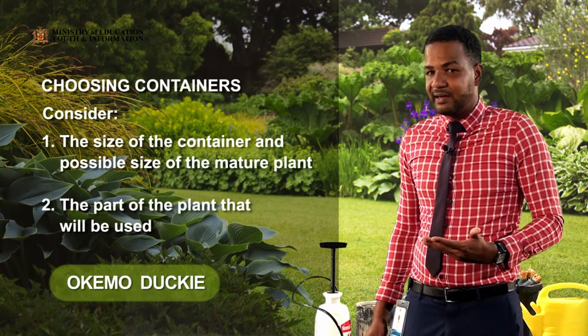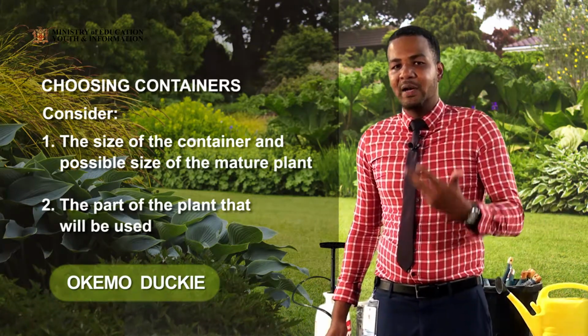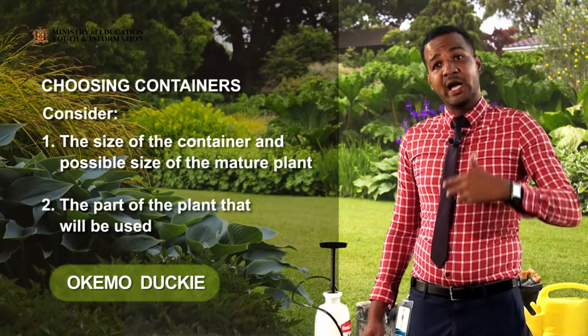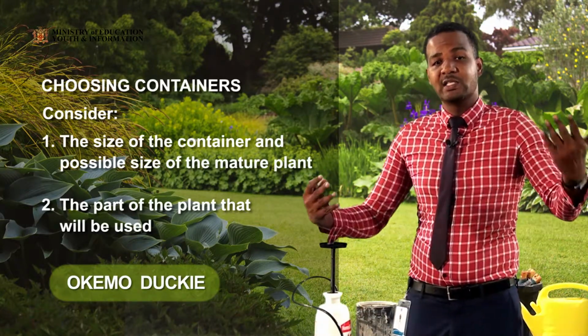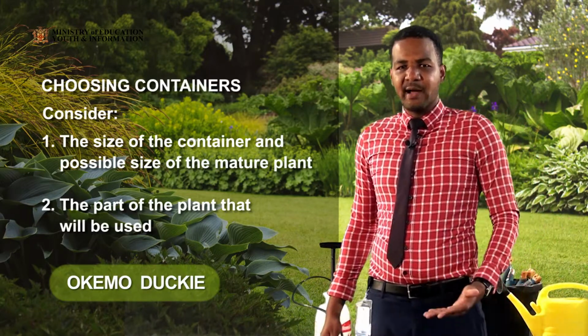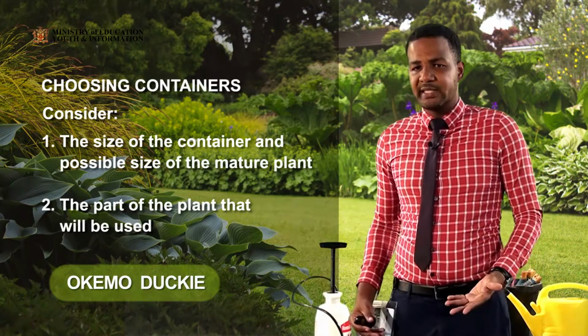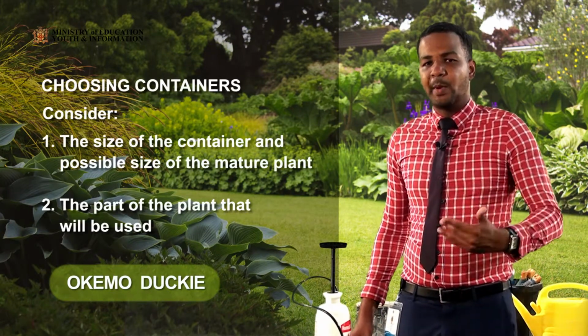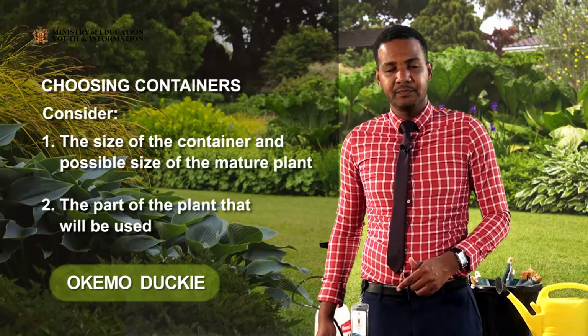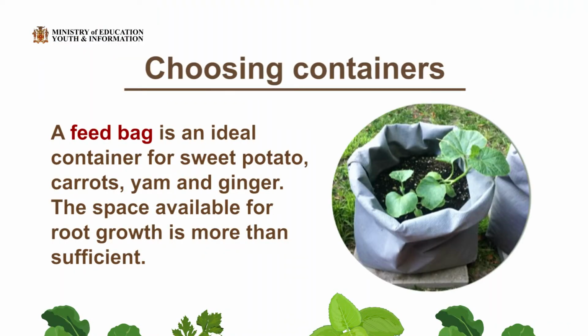The second thing to consider is the part of the plant that will be used. Some plants you use the roots, some plants you use the stem, some plants you use the leaves, others you use the fruits. For example, the roots of a sweet potato plant is what is commonly consumed versus the fruit of a tomato plant. Examples: a feed bag is an ideal container for sweet potato, carrots, yam, and ginger.